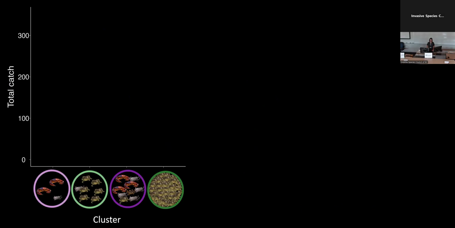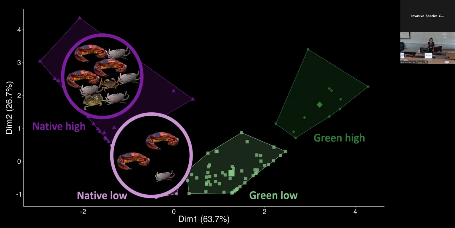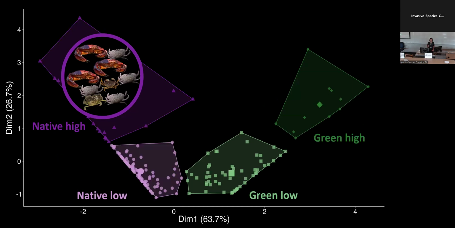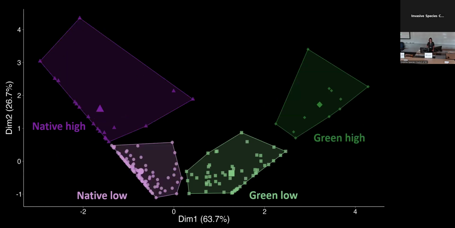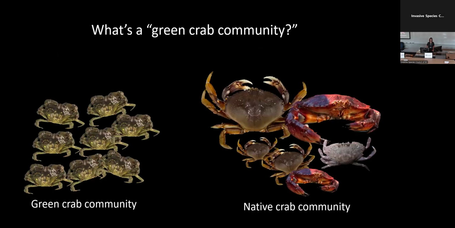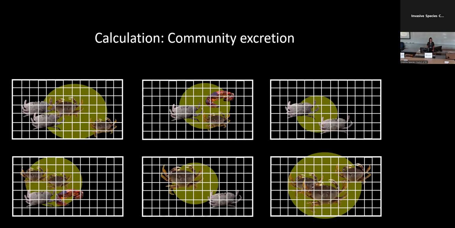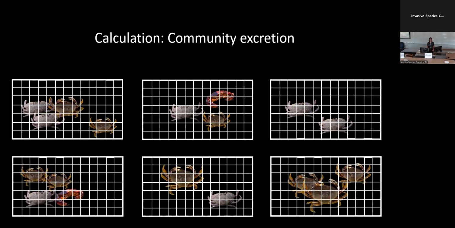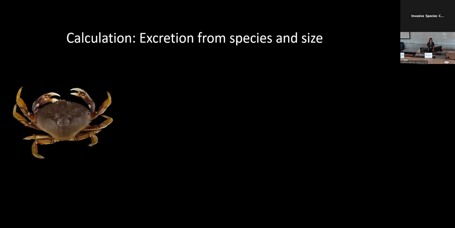And given crab size relationships, a green crab that's the same exact dry tissue mass as a native crab will actually have a slightly larger carapace size because they are just thinner shelled.